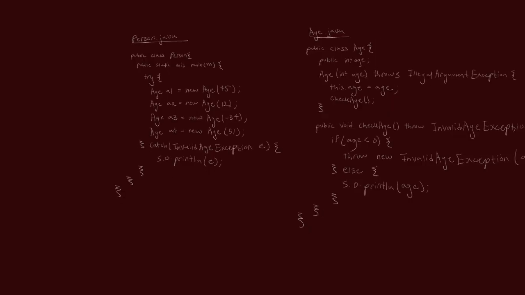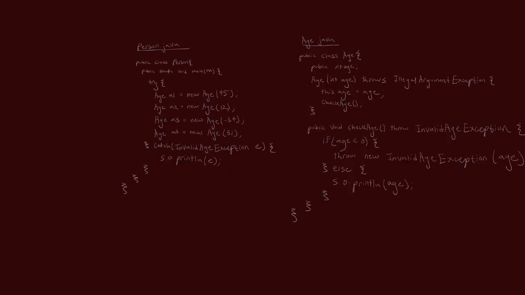Okay, so this is pretty much how the code's going to work out. So when we are at 45, our constructor here already calls the checkAge method, and since this will be false, we'll just go here. So it's going to print out 45. Then it's going to print out 12.